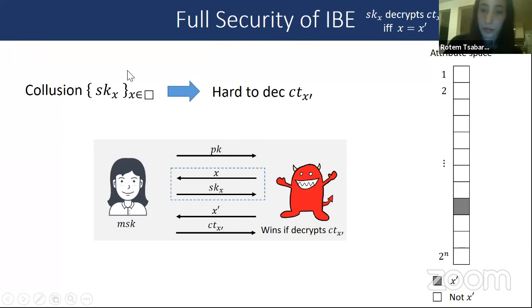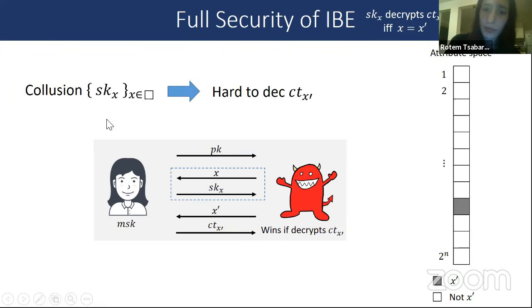So just to make sure we're on the same page, we now consider IBE. It means that the ciphertexts are also associated with a single attribute, which I call X prime in this slide. The decryption rule is that the secret key for X can decrypt the ciphertext for X prime only if they are equal. And if we use the same visualization, now the authorized space is only a single attribute, and the non-authorized space is all of the other attributes.